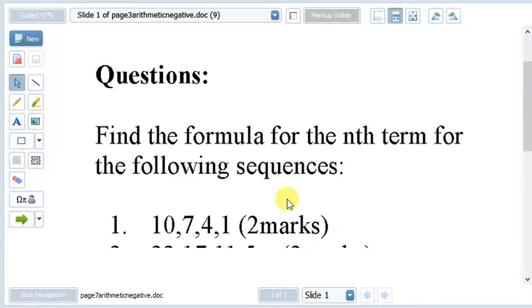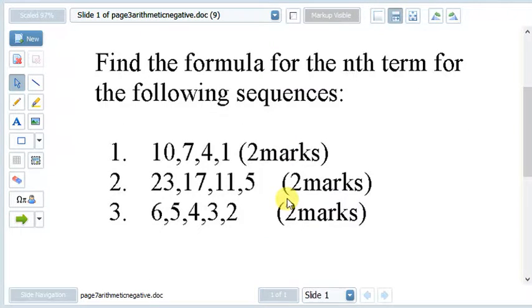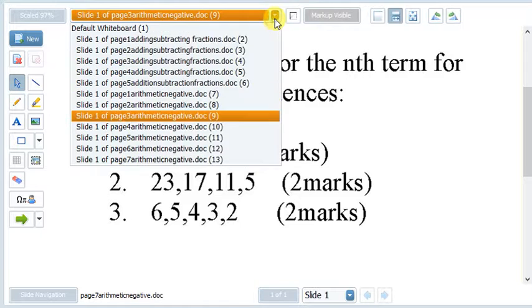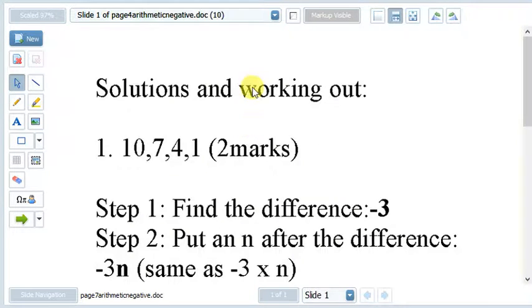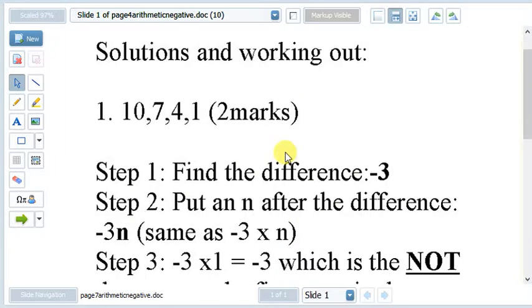Okay, so your turn, and find the formula for the nth term for the following sequences. So just pause the video and have a go. Okay, so solutions and working out.